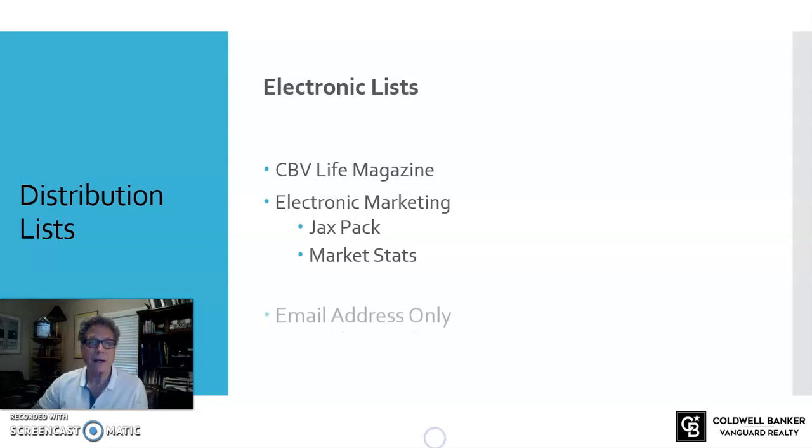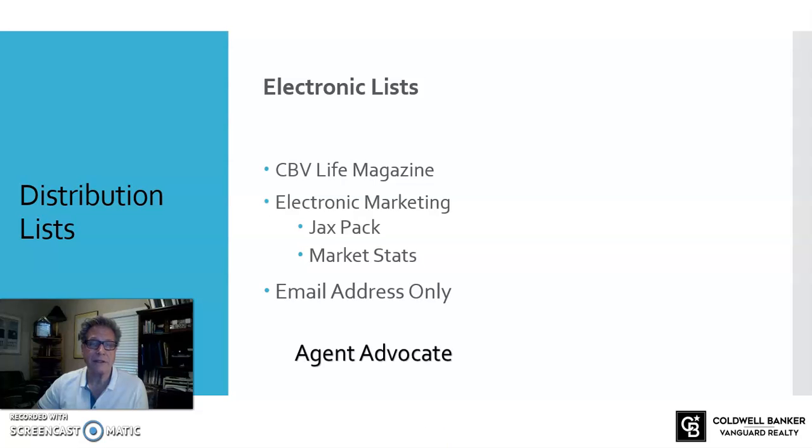With your electronic lists, all we need is an email address. That's all we need for the electronic marketing. And you can send out electronic marketing to anyone that you have an email address for. When you're looking to put together an email target list, please submit that list to Agent Advocate. That list just goes straight to Agent Advocate.